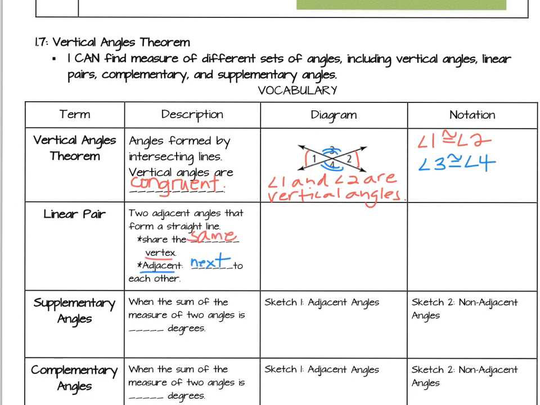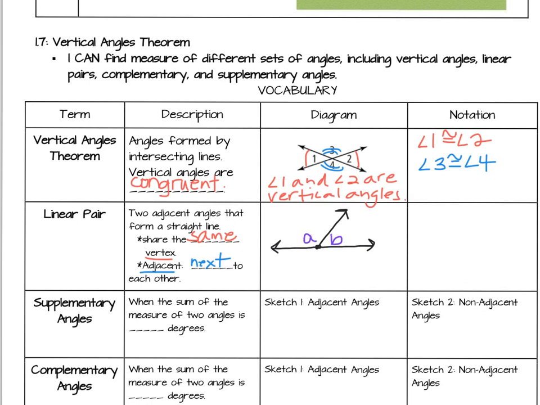A linear pair are two adjacent angles that form a straight line. They have to share the same vertex, and adjacent means they're right next to each other. So a picture that would represent this would really be just half of the picture up above. If we draw a straight line, we'll just go straight across like so. I'm going to pick a point anywhere on that line, and then I'm going to draw my ray anywhere above that line, like so. And this time I'm going to label my angles A and B.